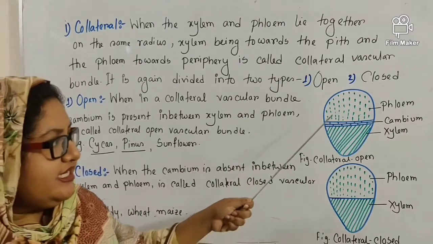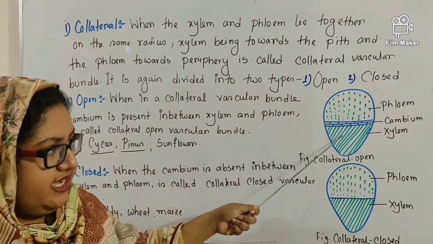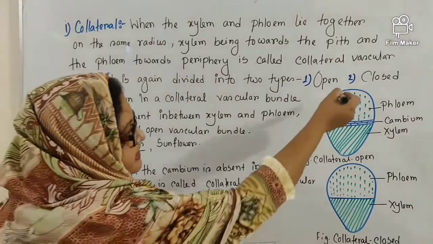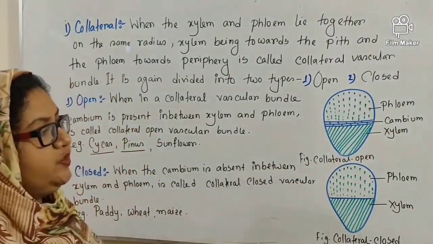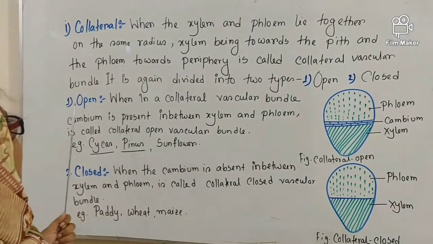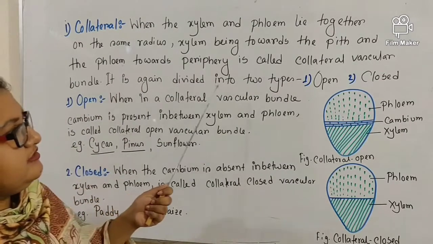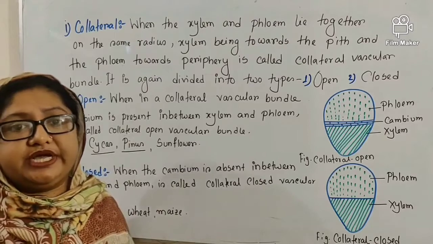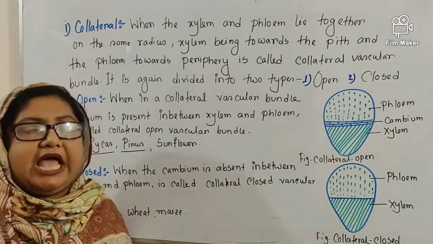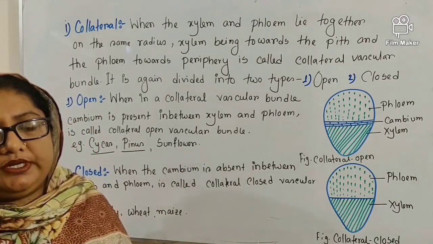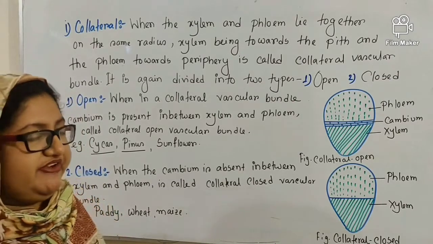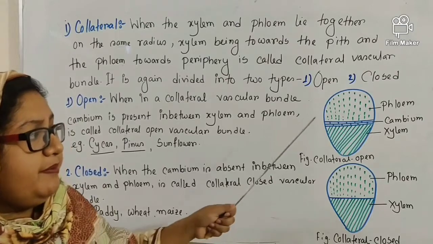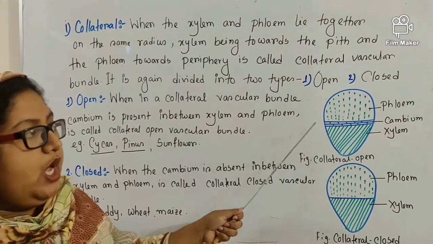Now my dear students, you can see that this is the phloem and this is the xylem. They remain present at the same radius. That is why these are known as collateral. Now this collateral vascular bundle is again divided into 2 types. One is open collateral, another one is closed collateral. Now why is it divided in 2 types? It is divided in 2 types on the basis of the presence of cambium tissue.